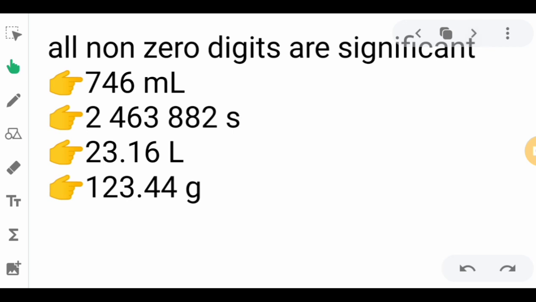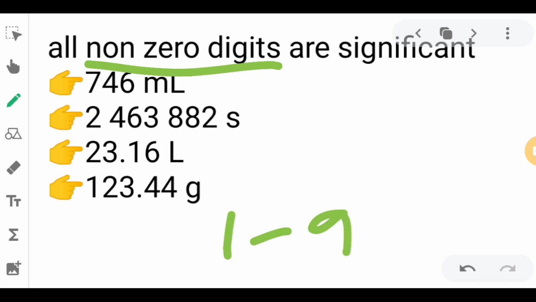We have here first, all non-zero digits are significant. When we say non-zero digits, these are numbers 1 to 9. First example, we have here 746 milliliters. So we have here 3 significant figures. That is 1, 2, 3.